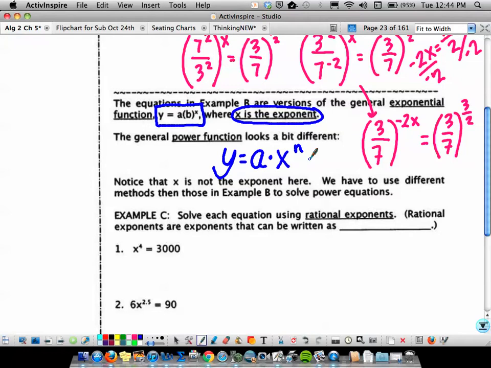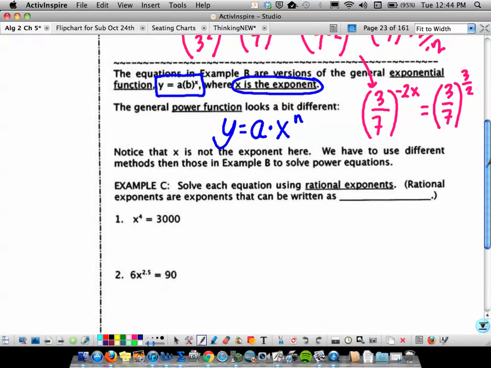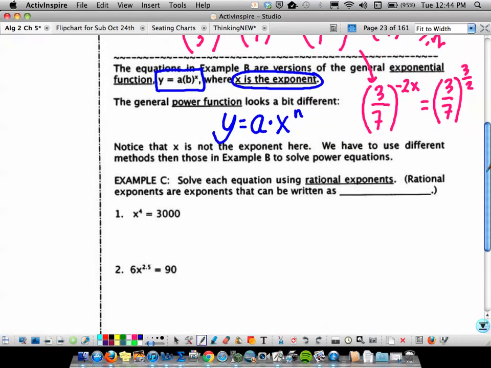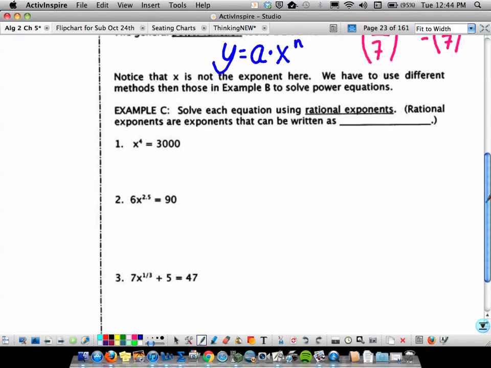When we fill in a power function, the a will be replaced with a number, and the n will also be replaced with a number, and the variables will be the y out in front and the x that's serving as the base. We solve power functions differently than we solve exponential functions. So here's the strategy. We'll look at it here in example C.